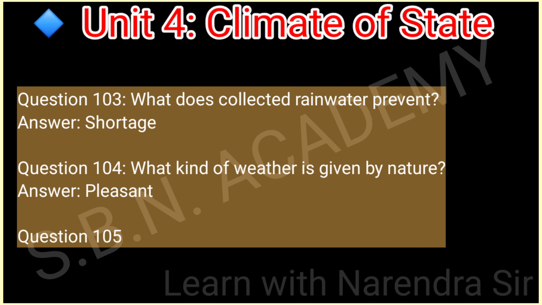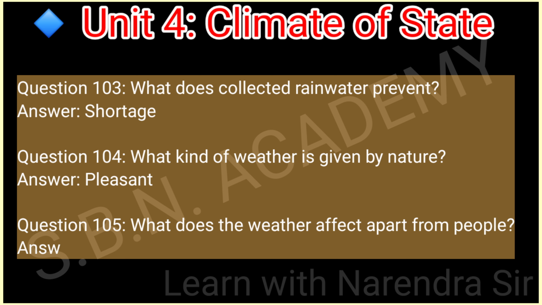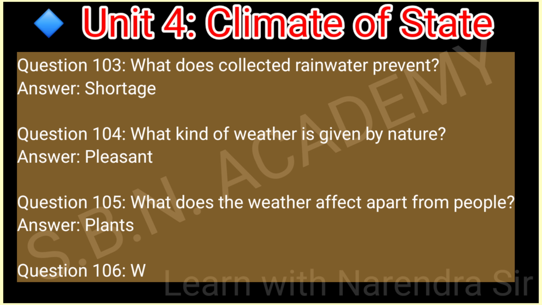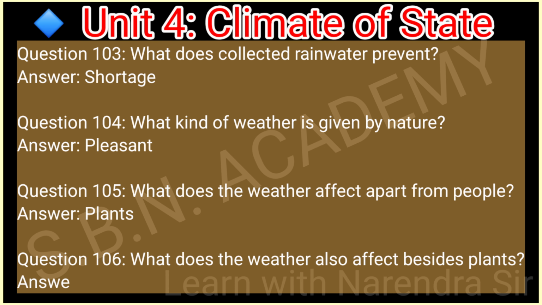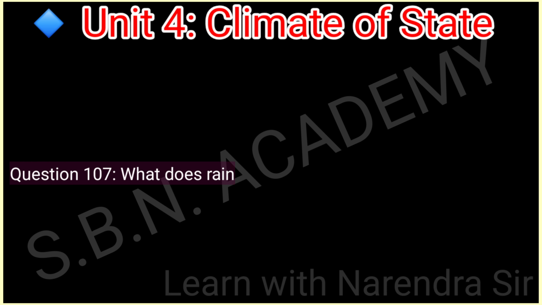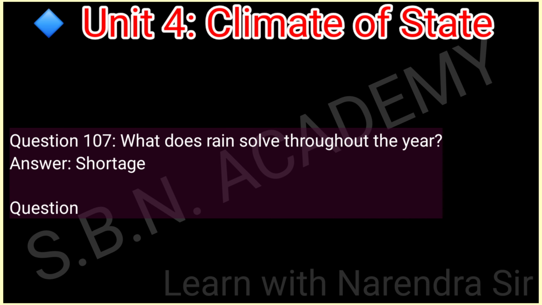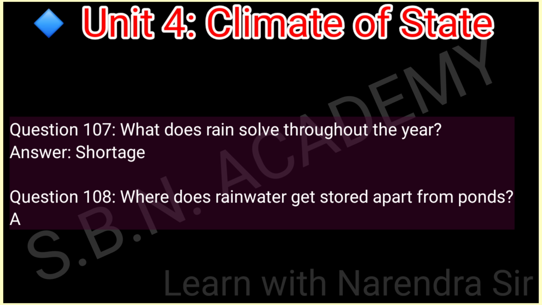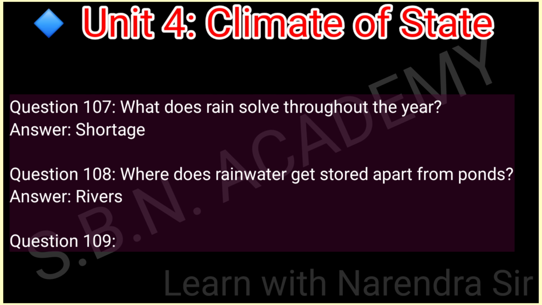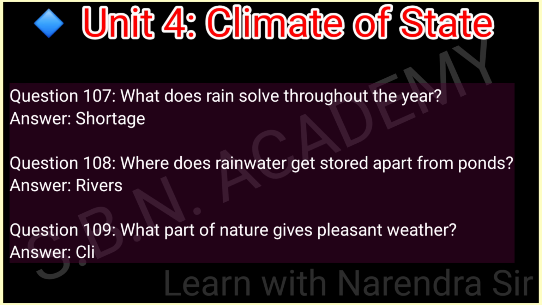Answer, pleasant. Question 105. What does the weather affect apart from people? Answer, plants. Question 106. What does the weather also affect besides plants? Answer, people. Question 107. What does rain solve throughout the year? Answer, shortage. Question 108. Where does rainwater get stored apart from ponds? Answer, rivers.